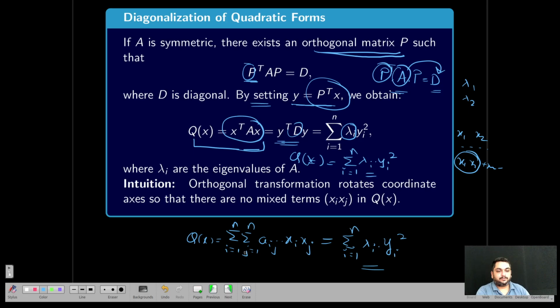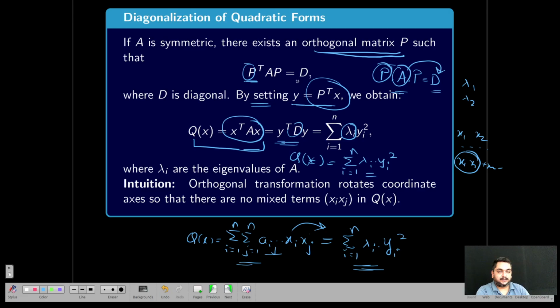So this is a simpler form than this. Here I have to put two loops, that is summation of i equal to 1 to n and summation of j equal to 1 to n, and then find this. Now all these xi xj are converted to yi only. It is now the simplified form of this. Okay, how did you get that?